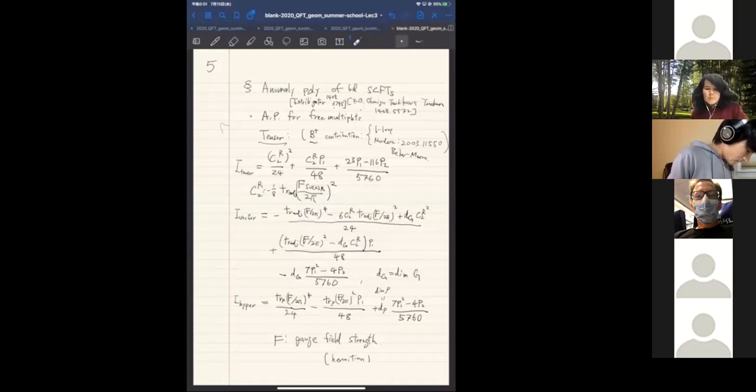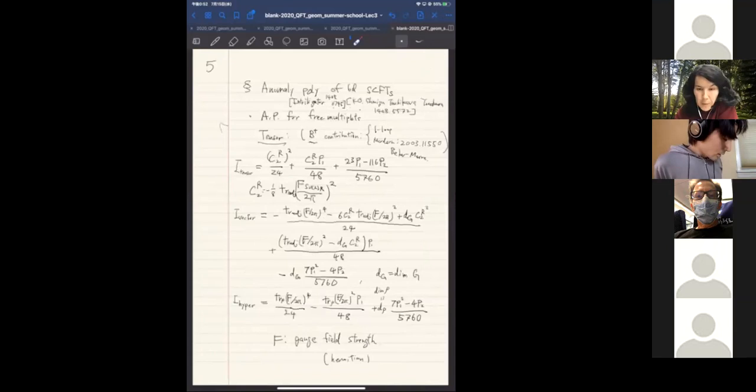Okay, so anyway, this is what I recorded. Here c2(R) is essentially the trace of the field strength for the SU(2)_R background, a characteristic class for the SU(2)_R background, and F is the gauge field strength. dG is just the dimension of the group, and d_rho is the dimension of the representation.